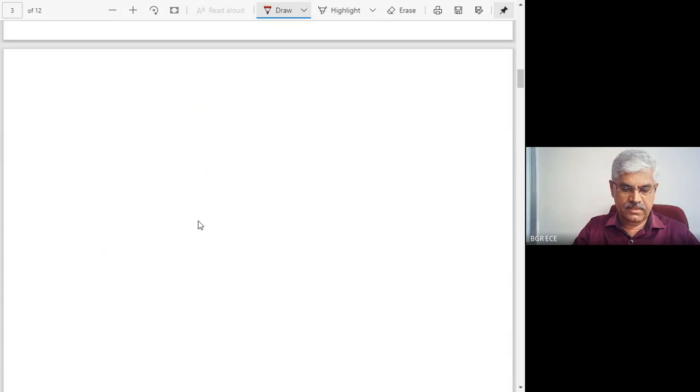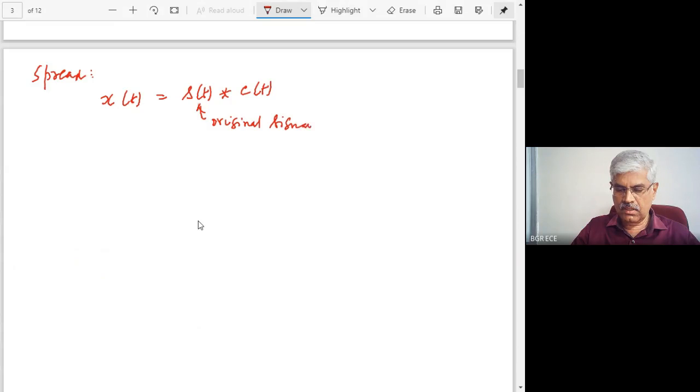So what we have said is spread takes place like this. That means we said x of t equal to s of t into c of t. So in it, s of t is the original signal, c of t is the code, and x of t is the spread signal. Okay. So this is what we have done.